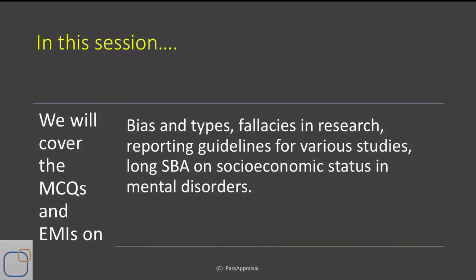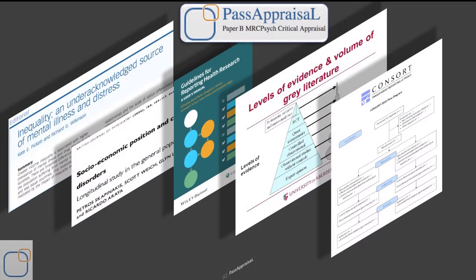In this session, I'm going to talk about bias and different types of bias. I will also explain fallacies in research. We will also see reporting guidelines for various studies, and we will solve long SBA type questions on socioeconomic status and mental disorders, inequality and mental illnesses. We will also see levels of evidence and gray literature related topics. We will also see various guidelines, as I mentioned earlier. All of these questions have appeared in your previous paper B exams.